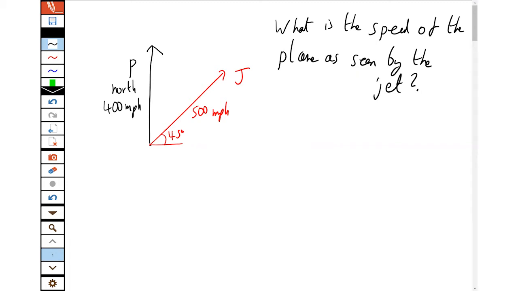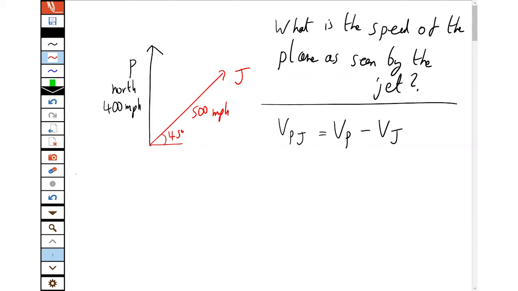Well, there's two ways to do problems like this: mathematically and by drawing a load of vectors and making triangles. I always use the mathematical because it works in every part of the course, for vectors, for force, for momentum, for all of it. So you get more practice out of that method. So let's do it now. Well, how do we do this? What is the speed of the plane as seen by the jet? That's asking for the relative speed of the plane to the jet. So it's the velocity of the plane minus the velocity of the jet.